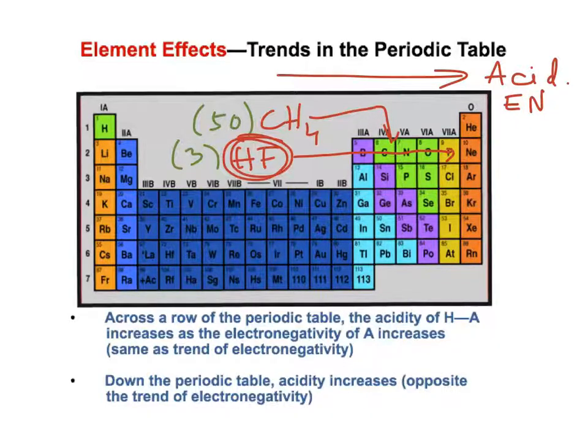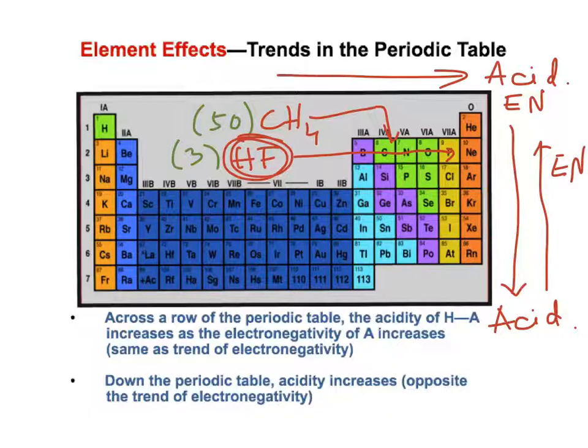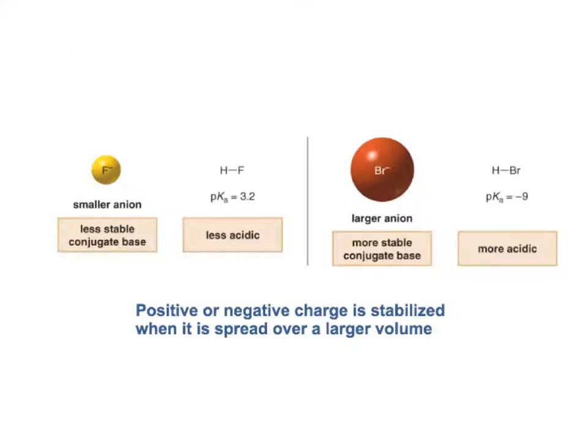Now, down the column in the periodic table, acidity increases, and this is actually opposite the trend of electronegativity, as electronegativity increases going up the column. We will explain that next. To explain this observation down the column in the periodic table, we will look at the corresponding conjugate bases for HF and HBr. The numbers tell us which is a stronger acid. The lower pKa indicates a stronger acid, and that is HBr.